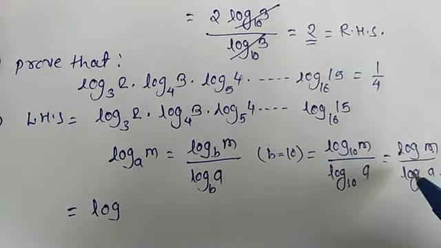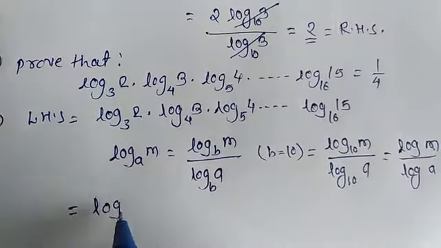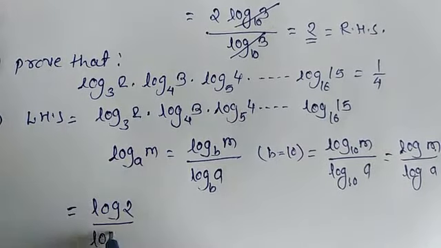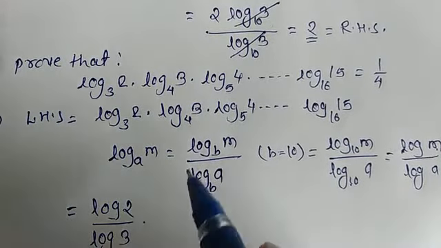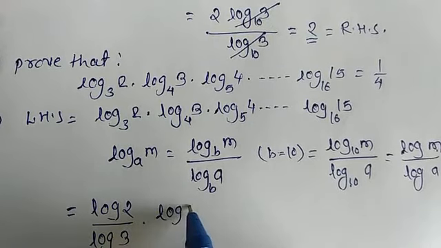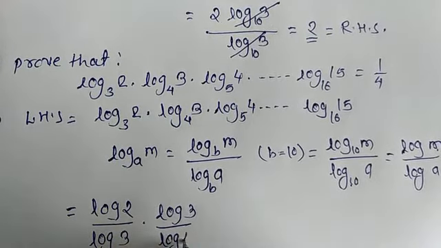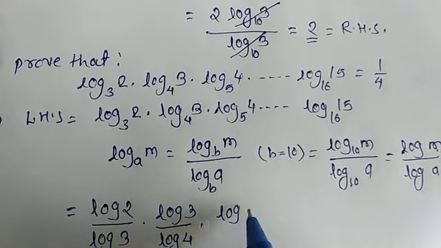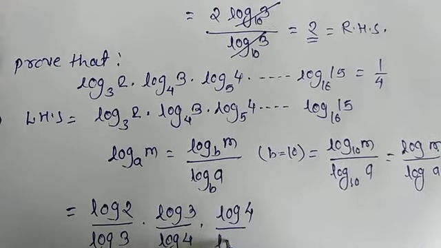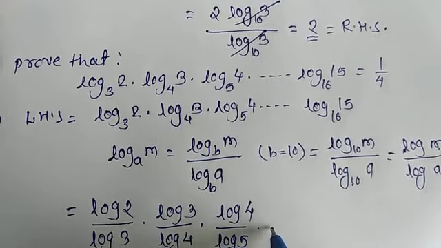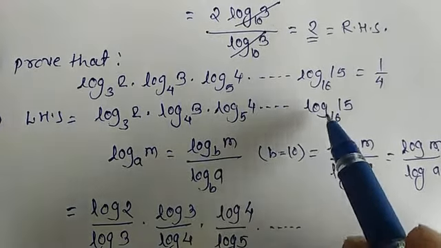Okay, so by using this we can write it as log 2 upon log 3, whose base is 10, multiplied by log 3 upon log 4, multiplied by log 4 upon log 5, multiplied up to the second last.